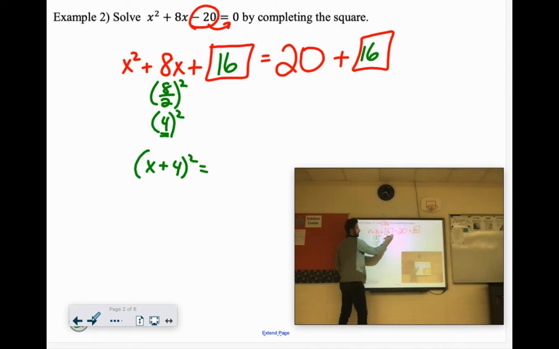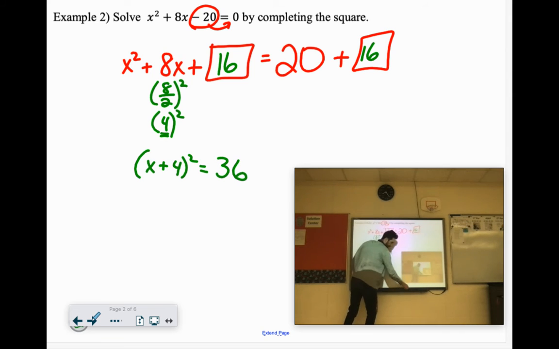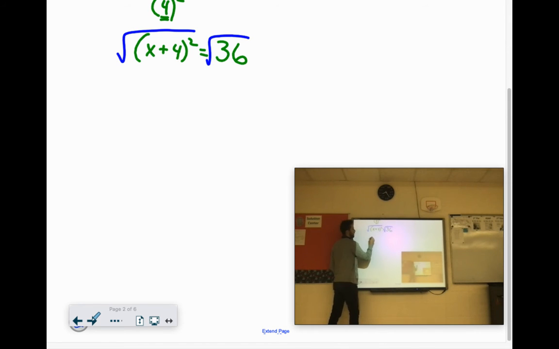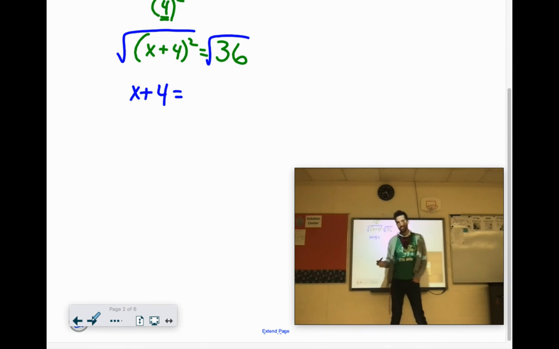So we've got the left side handled. It comes out to x plus 4 squared. The right side, 20 plus 16 would be 36. How do we get rid of the squared? Yeah, the square root. So it cancels out on the left. X plus 4 equals. Square roots of 36 would be 6 and negative 6. Plus or minus 6. So if you're like, okay, let's get rid of the 4, we'll subtract the 4.